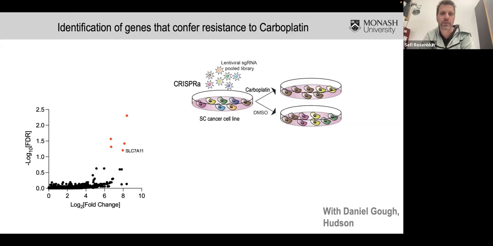I'll just show you here a screen that we recently did together with Dan Goff from the Hudson. So in this screen, what we did is we were looking for genes that mediate resistance to carboplatin in a small cell cancer cell line. And the idea is to overexpress genes and to see which one of them will induce resistance to carboplatin. I'm again not going to show any of the hits, but just the control hit, SLC7A11, which is a known gene that induces resistance to carboplatin, and this is one of our top hits in this screen. And they are following the rest of the screens.